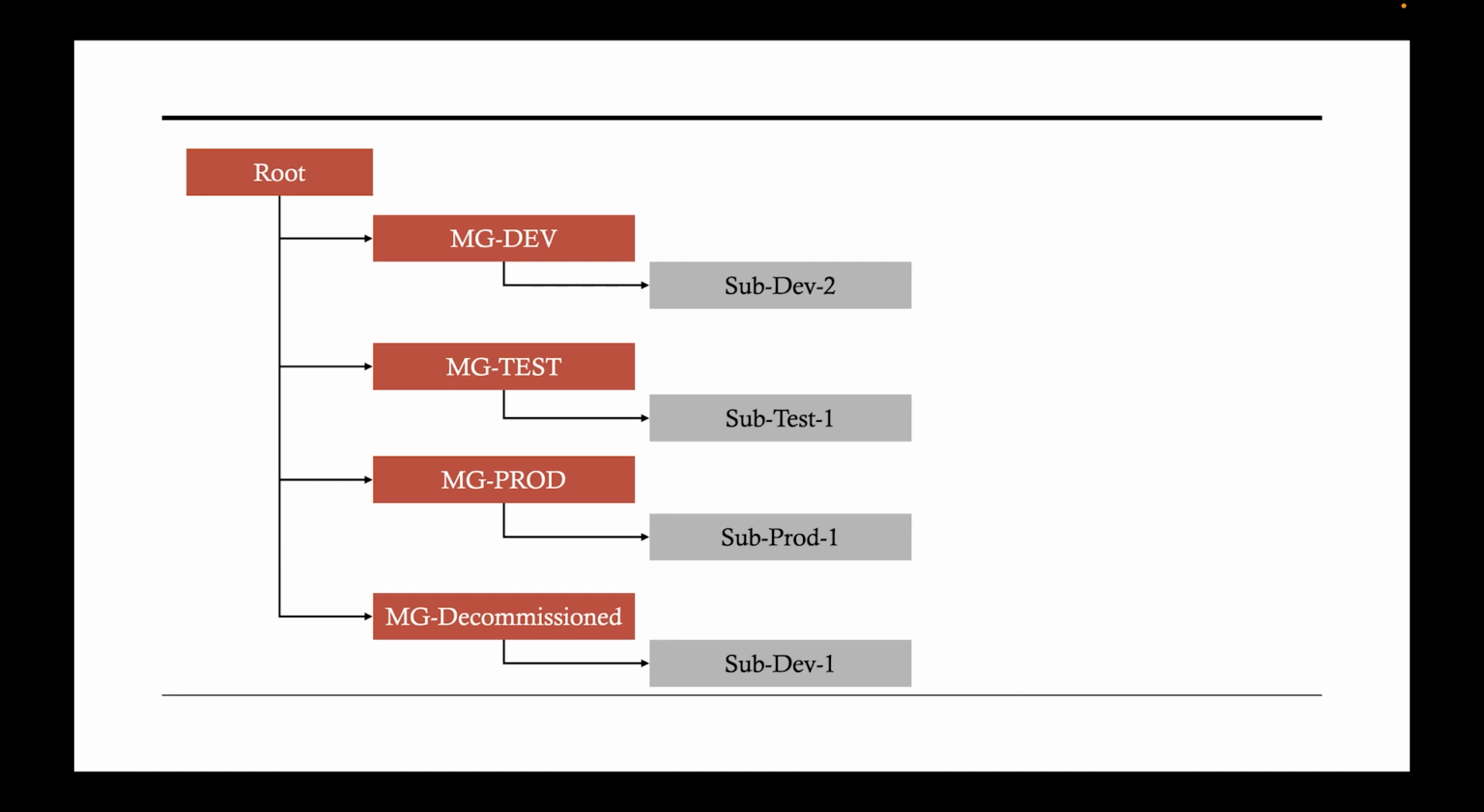Another thing I want you to look at is the MG-decommissioned. If you see, it says sub-dev-1, and in the MG-dev management group, I have dev-2 as a subscription. That decommissioned group is going to take all your old subscriptions, and they will reside there for however long you need them to, to stay compliant and meet your regulatory compliance needs. So this is just a quick overview of management groups, so that this way you have a better understanding of how they're designed, and also some of the capabilities of management groups.